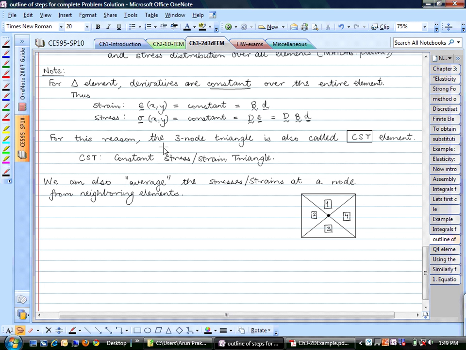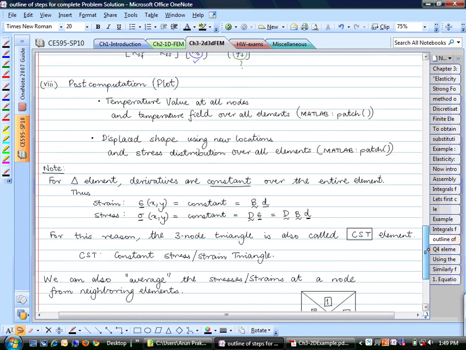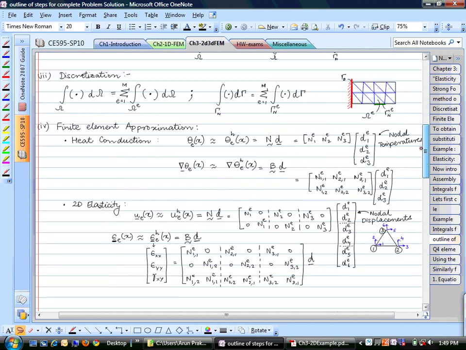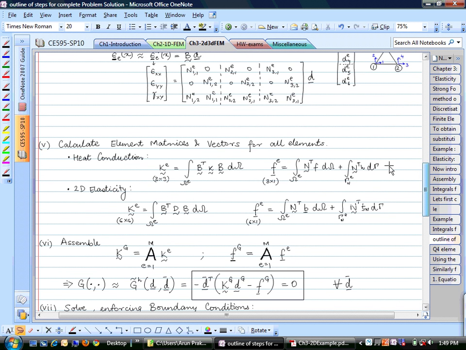So another reason that this triangle is also called the CST element, which stands for either constant strain or constant stress triangle. The three-noded triangle is called the CST element. So this is the outline of all this procedure, and your MATLAB code actually starts at this stage, right here. When you want to calculate element stiffness matrices, that's where your MATLAB code starts. You don't have to code up all the formulation or anything.